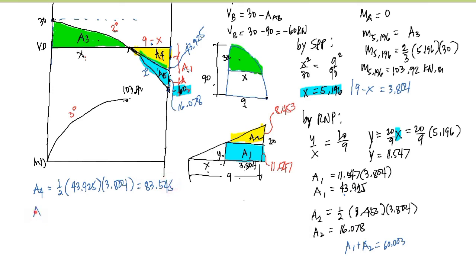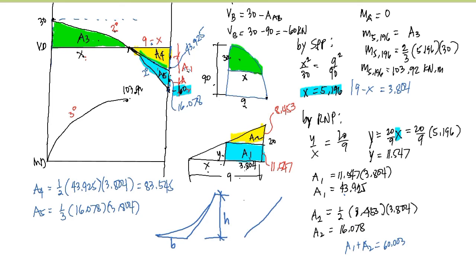Now for area 5, this is a spandrel of degree 2, so that's 1/3. The base here is the value of area 2, 16.078, and the height, or altitude, is 3.804. If I illustrate area 5, this is its shape: this is the base and this is the altitude. For a triangle, the area is 1/2 of the base times the altitude, and for this spandrel, it is 1/3 base times the altitude.